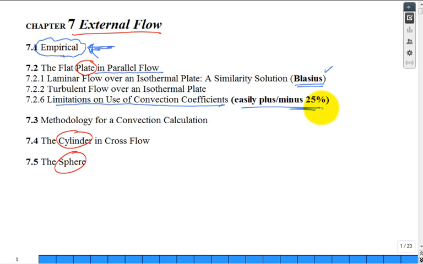It's just ridiculous. We're going to review a methodology, but sometimes students get lost in how to do convection calculations or using the correlations, so just kind of a review. And then again, the rock, paper, scissors, plates, cylinders, spheres. There's more to this chapter, but we're going to skip it.